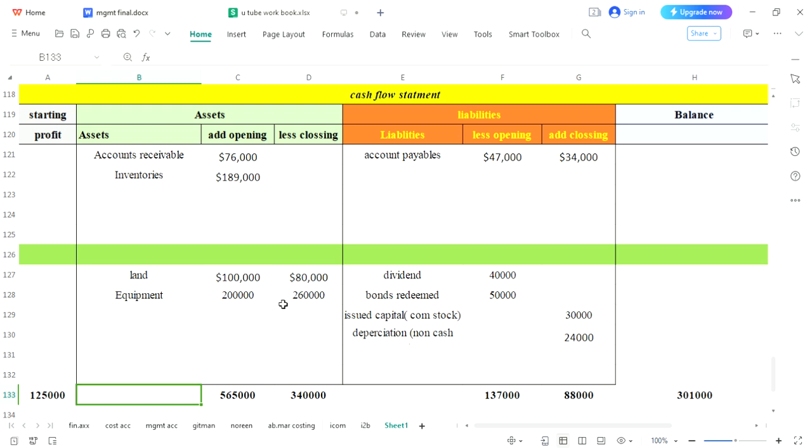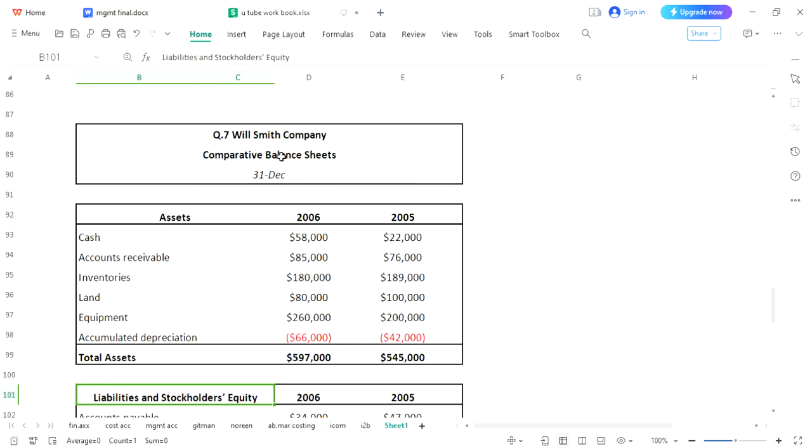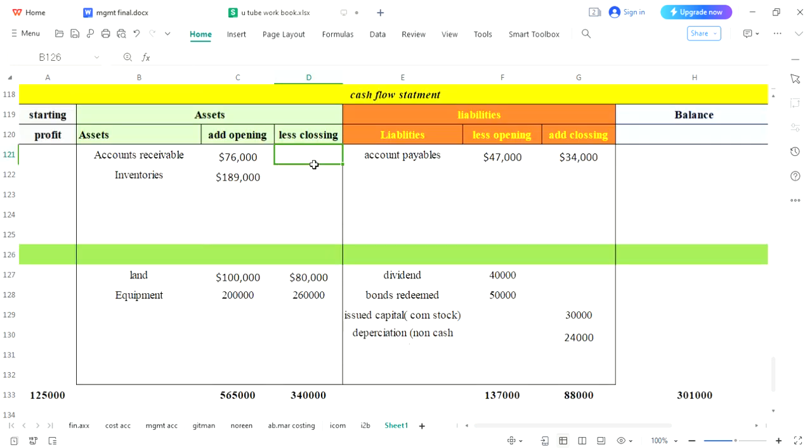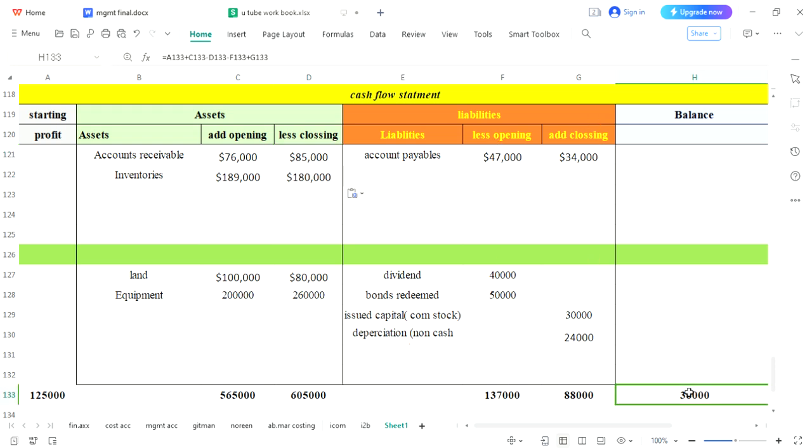What we are going to do, we will add all the amounts present over here, then we will add the closing account receivable and inventories. I think we have written them over here, but let us write them again. Alright guys, so what step will we take? We will add all opening assets, all closing assets, opening liabilities, closing liabilities. These four are sums, and this is our profit, and finally we will apply their signs. 125,000 add, this is your opening asset, add 565, less closing 605, less opening 137, add closing 88, and finally we have got our answer.